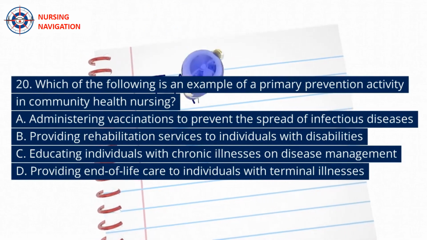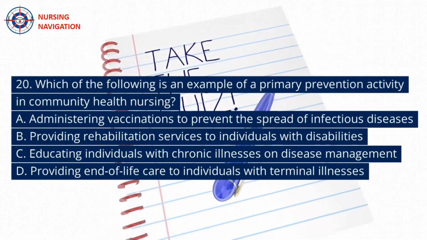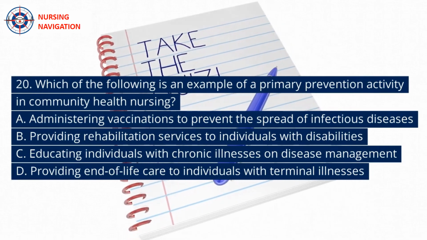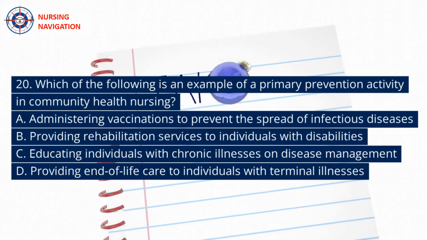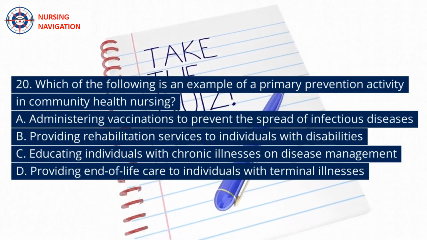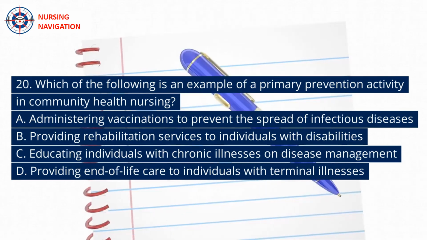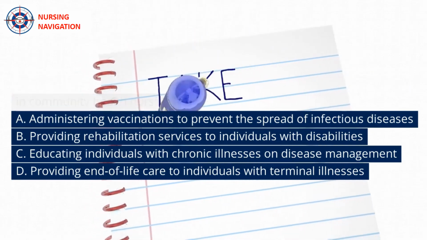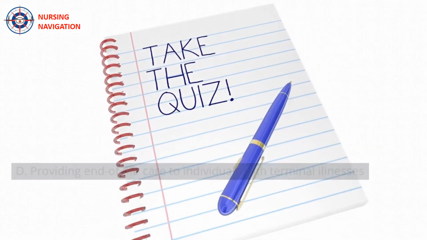20. Which of the following is an example of a primary prevention activity in community health nursing? A. Administering vaccinations to prevent the spread of infectious diseases. B. Providing rehabilitation services to individuals with disabilities. C. Educating individuals with chronic illnesses on disease management. D. Providing end-of-life care to individuals with terminal illnesses.